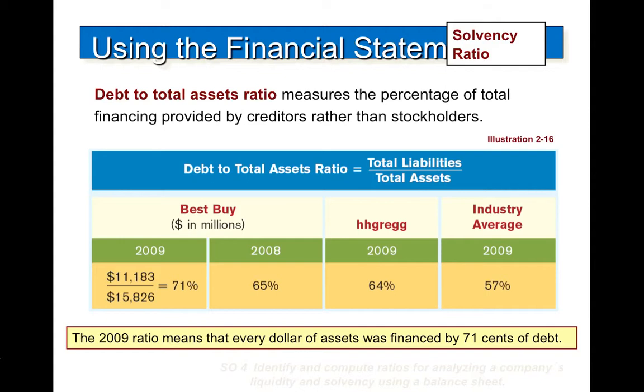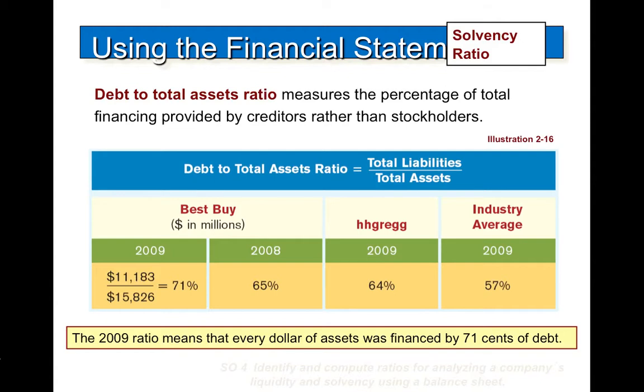The higher the percent of total liabilities to total assets, the greater the risk that the company may be unable to pay its debts as they come due. In this illustration, Best Buy and H.H. Gregg, along with the 2009 industry average, you can see that Best Buy financed 71 cents of debt. It exceeds the industry average of 57% and is higher than H.H. Gregg's ratio of 64%. The higher the ratio, the more reliant the company is on debt financing.